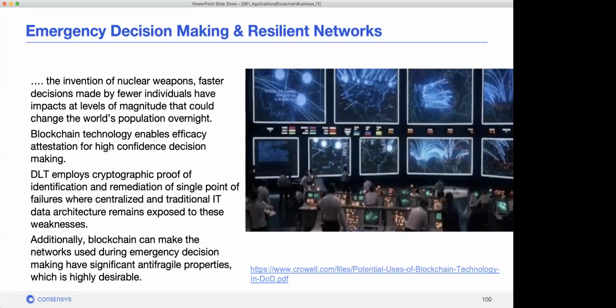And emergency decision making. So I've copied a lot of this text. It should actually be in inverted commas, but I didn't put it in inverted commas. So essentially the invention of nuclear weapons, faster decisions need to be made by fewer individuals to ensure you don't have high impacts of magnitude that could change the world's population overnight. I think you're supposed to have war games happening in that picture on the right-hand side. So the thought is that you could have blockchain as a way of making sure the right people are making the decisions and that enough people are.